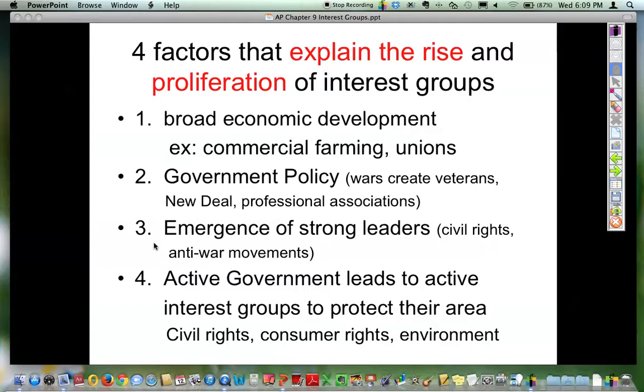If you have an emergence of strong leaders, for example, the civil rights movement, the NAACP, the National Association for the Advancement of Colored People, is one of our strongest and most organized groups fighting for rights. We also have AARP, which is fighting for the rights of the elderly. Emily's List is a women's advocacy group. You can look up Emily's List and see different things for women's rights. And we also have anti-war movements, and those are self-explanatory as well. The bottom line really is active government leads to active interest groups. And interest groups want to protect their area, whether it's civil rights, consumer rights, or the environment.